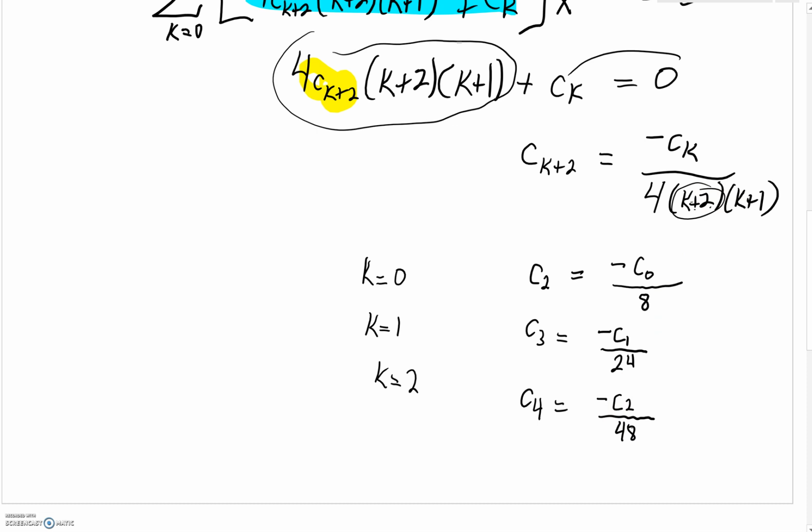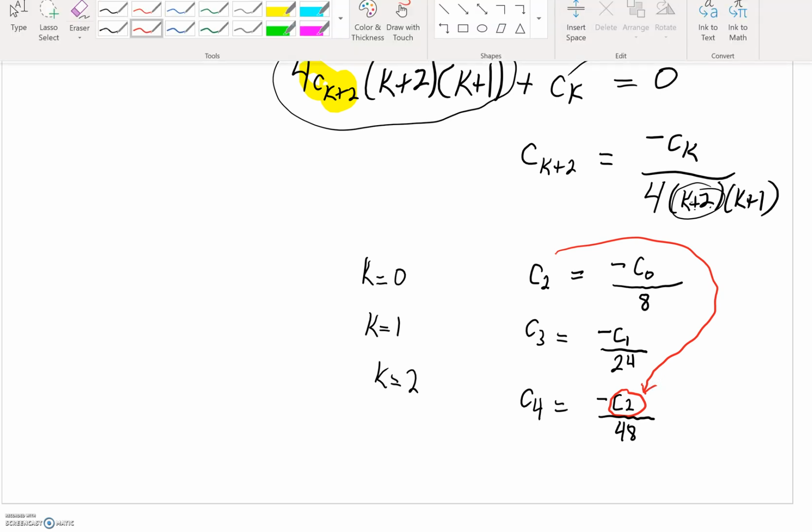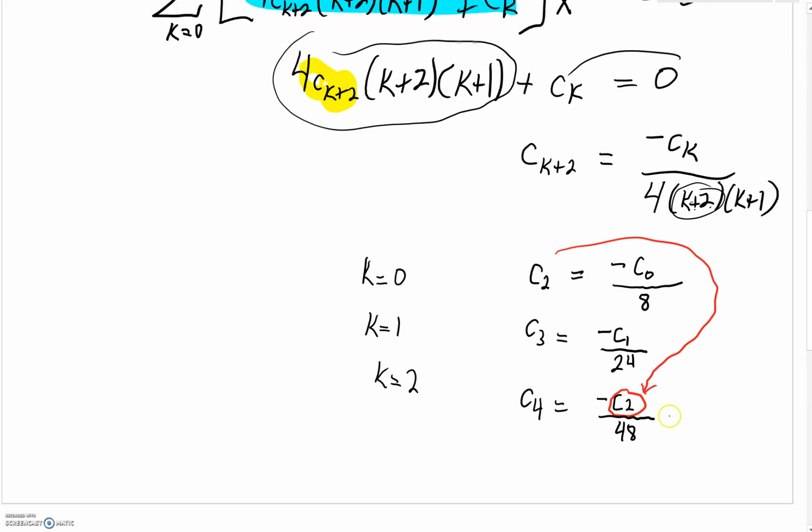However, this is where you really want to pay some attention. You're going to say, now, wait a minute. Look at this c sub 2. I can go ahead and substitute that in there. That's so important. We're going to do that so much. Here's our negative, well, that's negative c sub 0 over 8, all over 48.